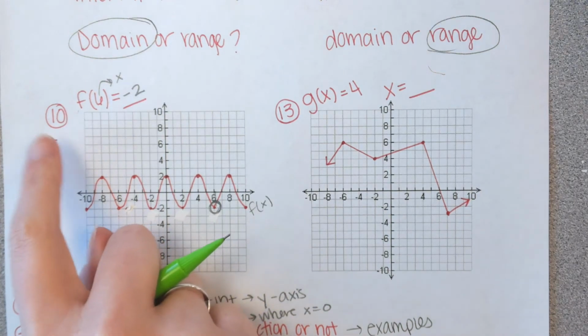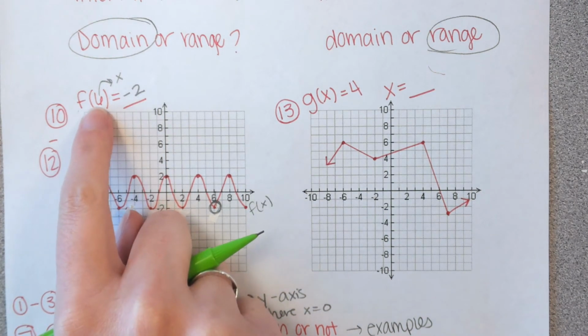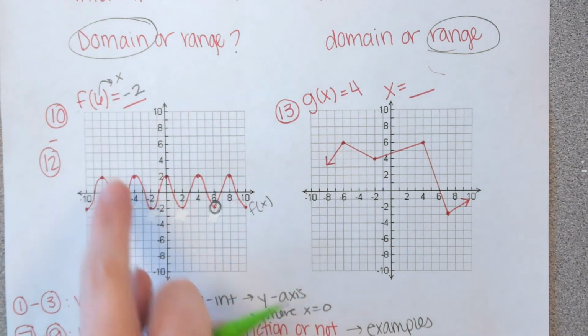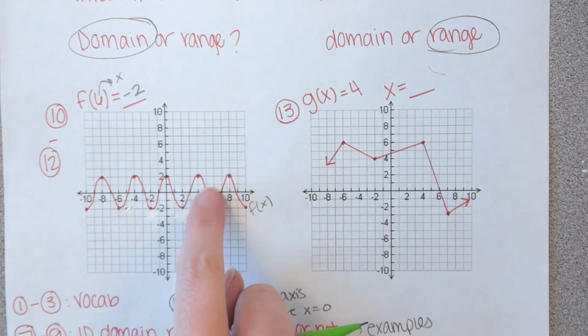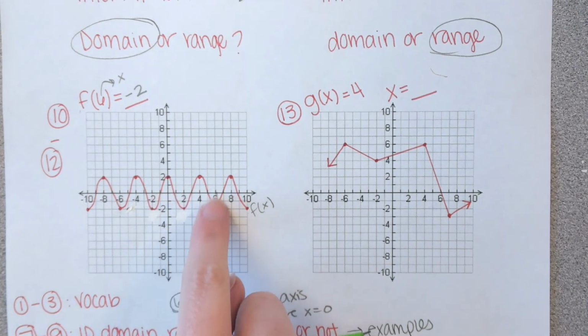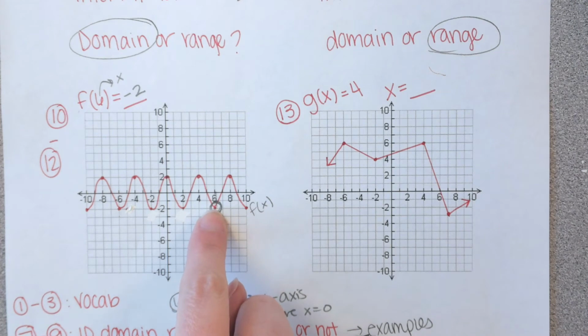And that's the same thing you'll do on 11 and 12. Find the x value that it's telling you, and then see where that graph hits at that x value.